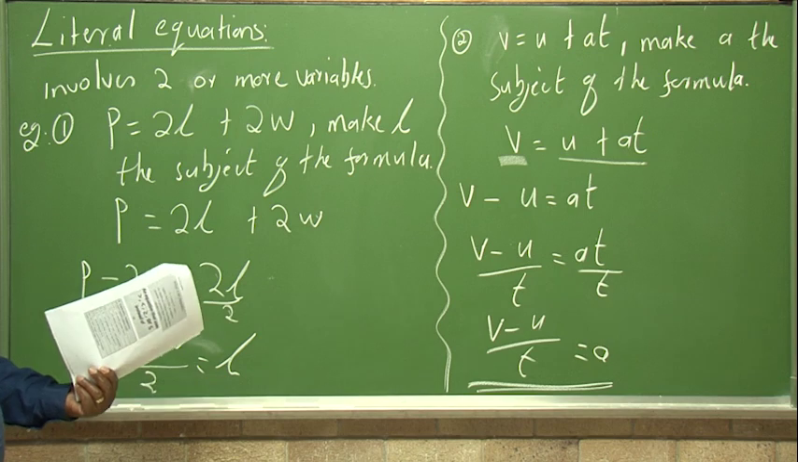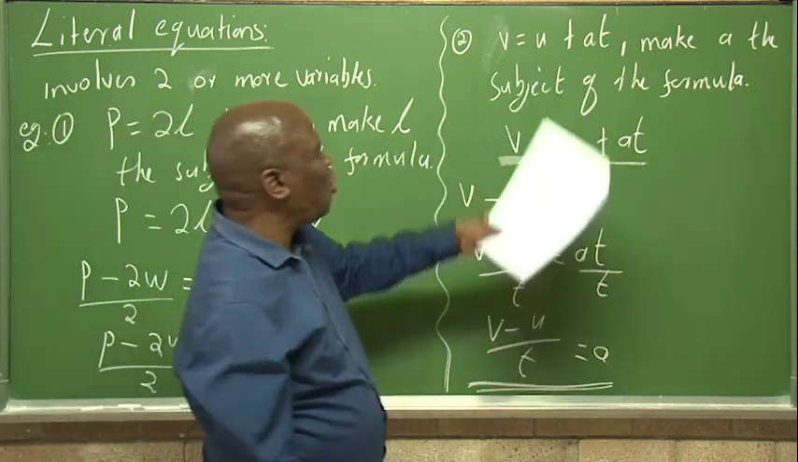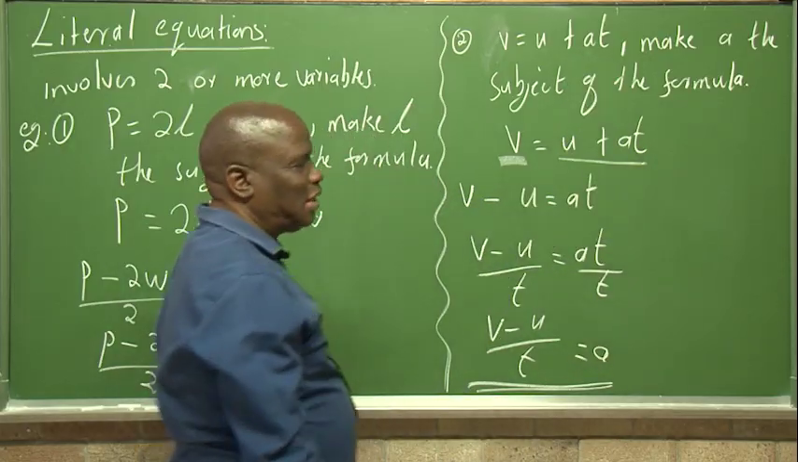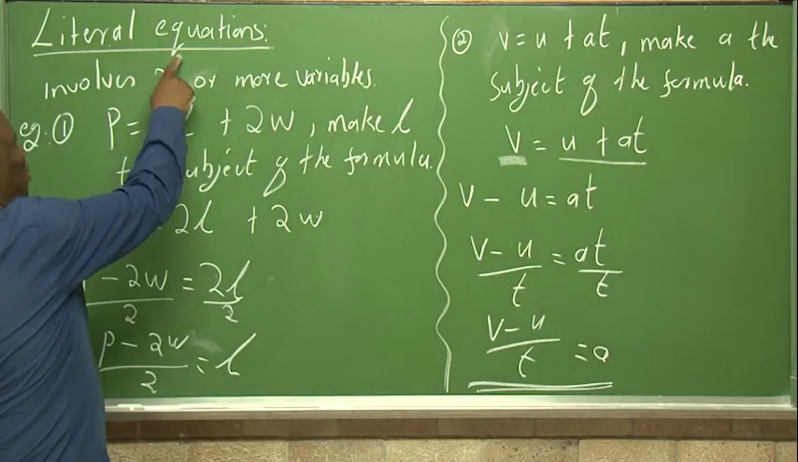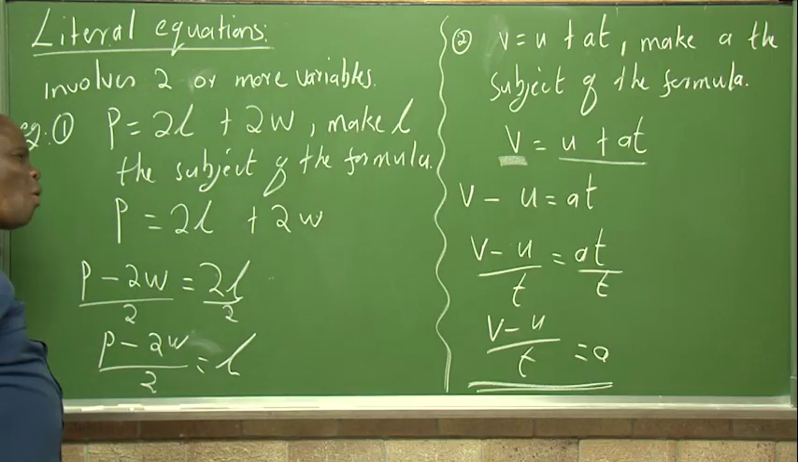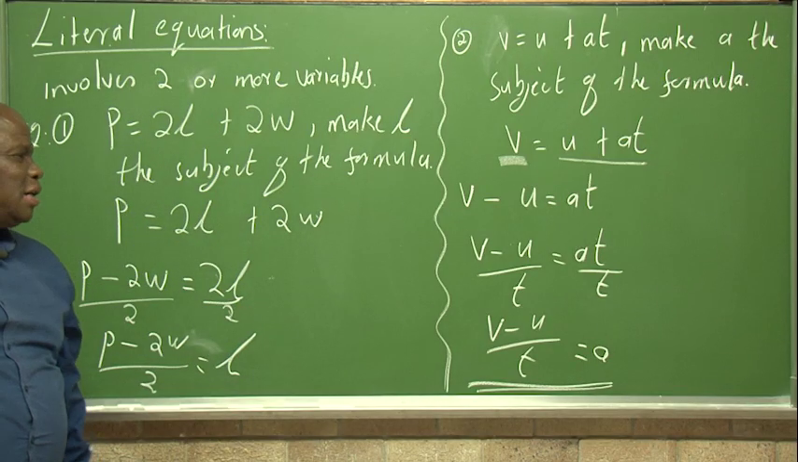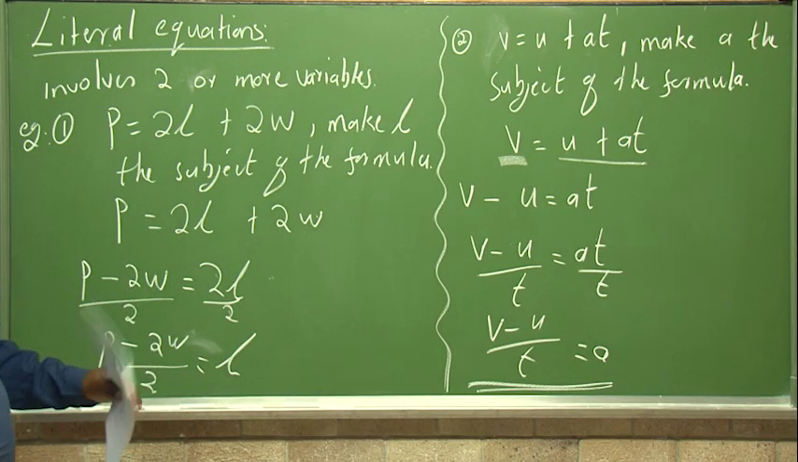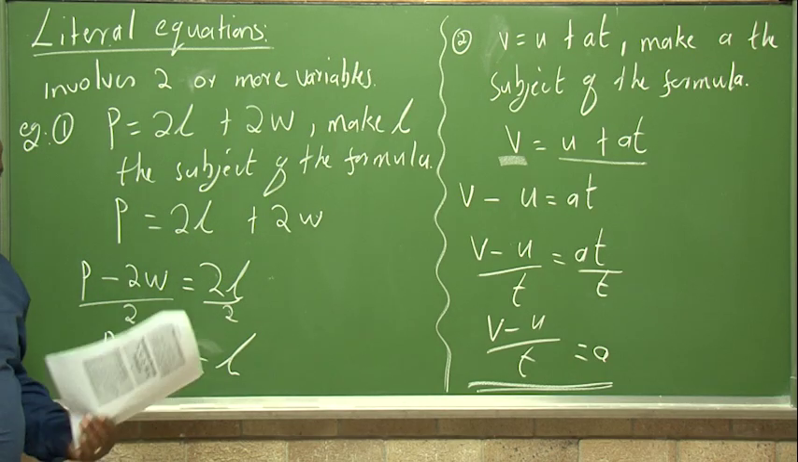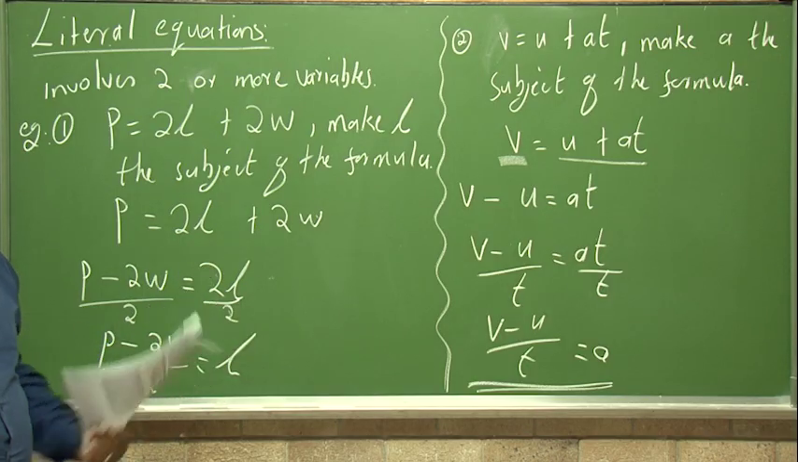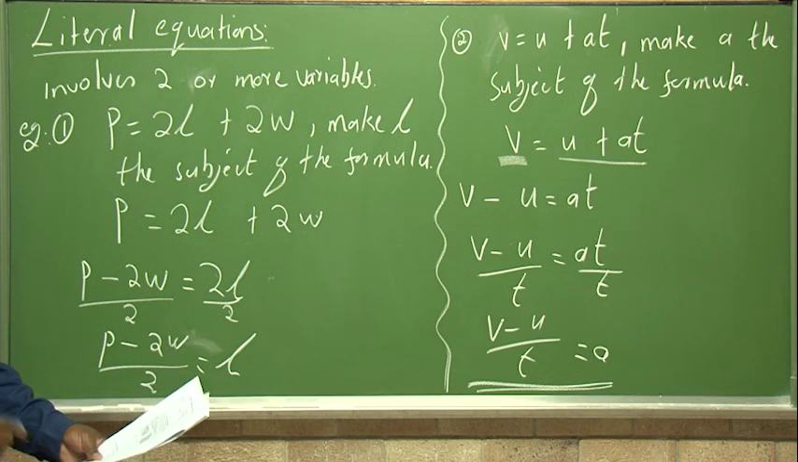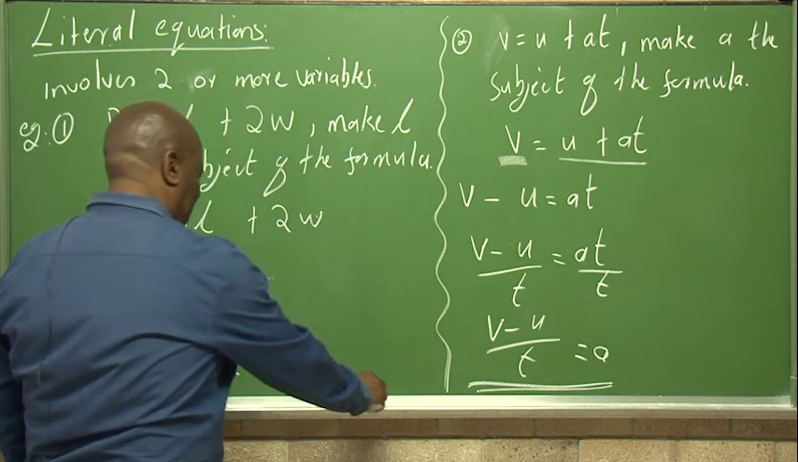These are called literal equations. Even in this case, how many letters do we have? V, U, A, and T. 4. Literal equations are equations that involve 2 or more variables. That's how we solved for A in that case. Second example done. I hope as we carry on with these literal equations and doing problems of different types, we'll get a better understanding of the concept.